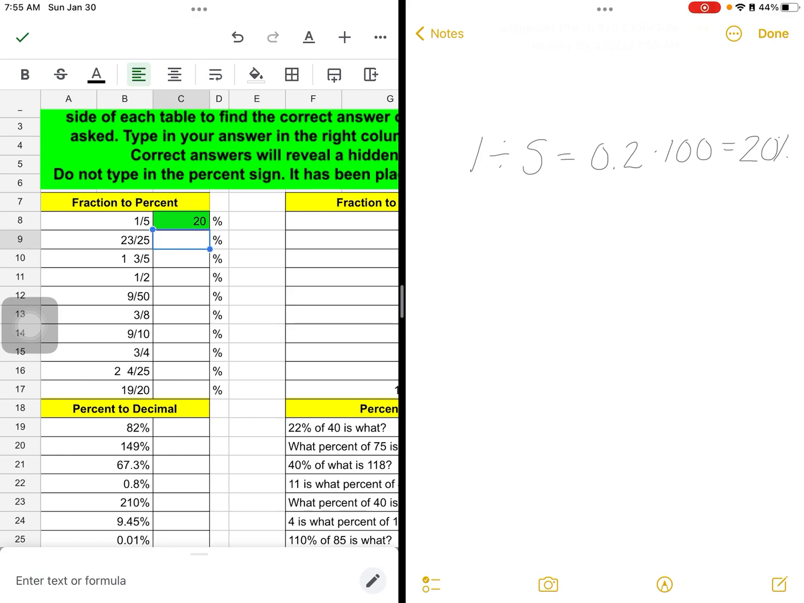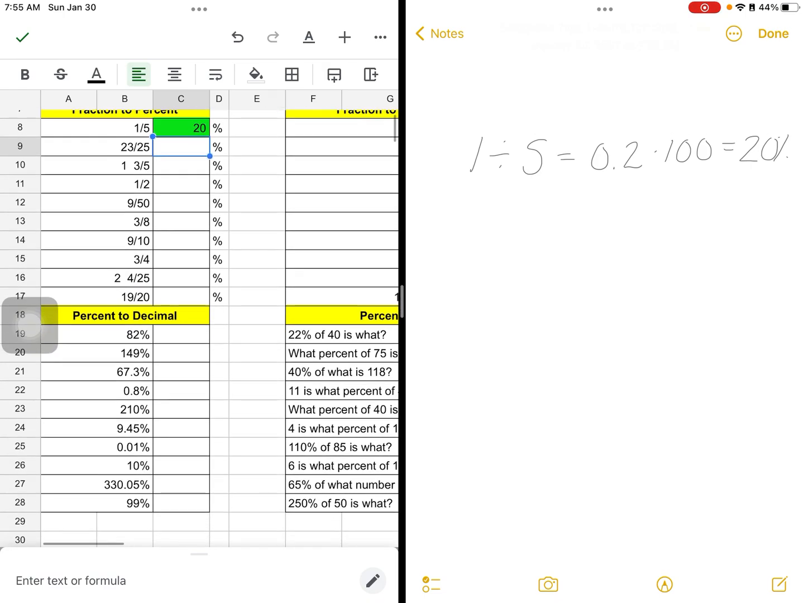Okay? The next one is asking you to turn a percent into a decimal. Well, what is the greatest percent that you could get on a test? That's 100. So when you see 82%, that's like saying 82 out of 100. And what does that fraction bar mean to do? That means to divide. So you would do 82 divided by 100. And if you figured that out, you'd find that it worked out to be 0.82.